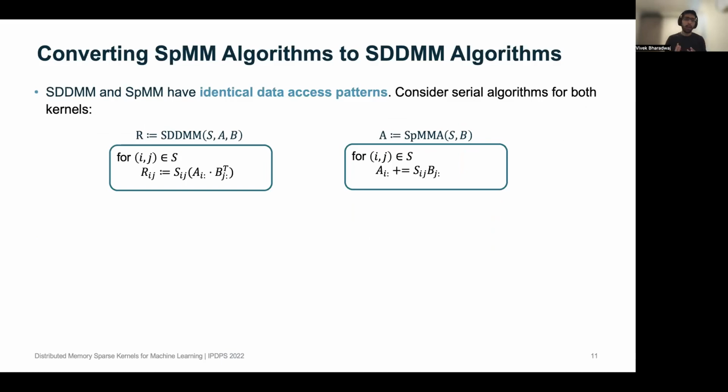So given all this, how do we take an algorithm for SpMM and convert it to an algorithm for sampled dense-dense matrix multiplication? Well, let's first observe that these two kernels have identical data access patterns.